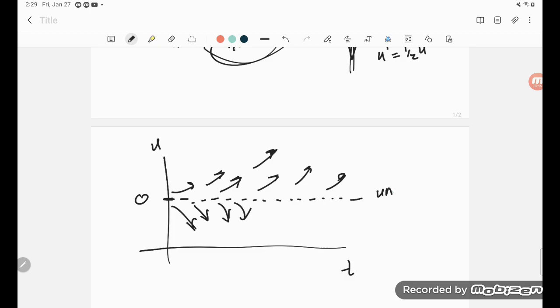unstable equilibrium. Okay, because if I'm at 0, it will stay at 0, but if I'm just a little bit off of 0, it's going to move off of 0.